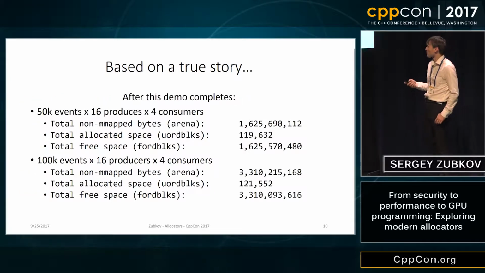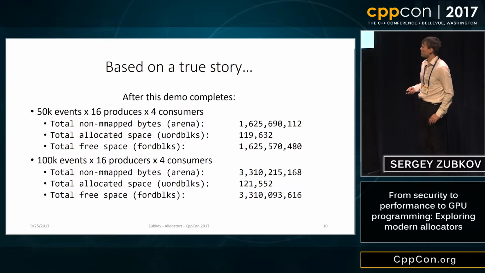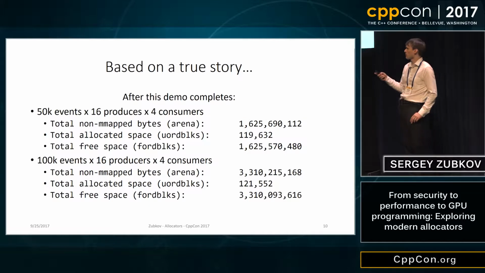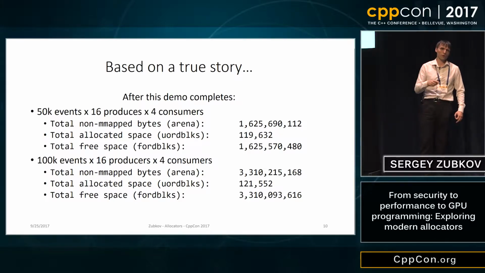The problem is memory fragmentation. I ran this little demo last week, and just with 50,000 events, I ended up with a system break of 1.6 gigabytes at the end of the run. And double the events, double the system break. Those numbers come from the mallinfo system call on Linux. So this was just unmodified, usual plain Linux.